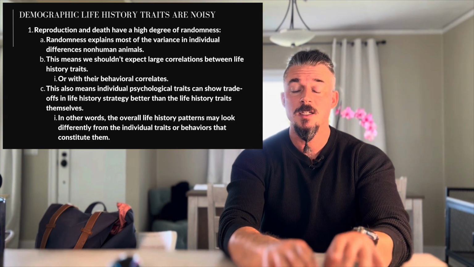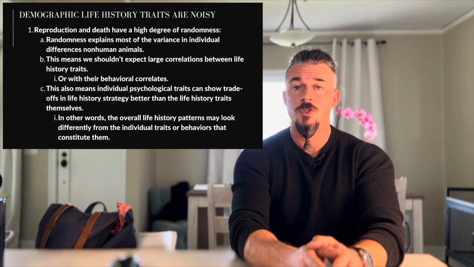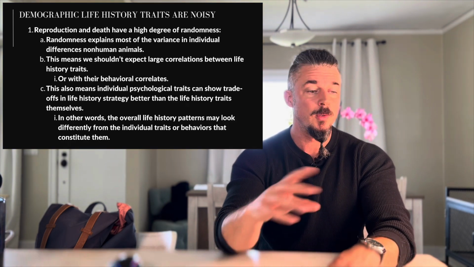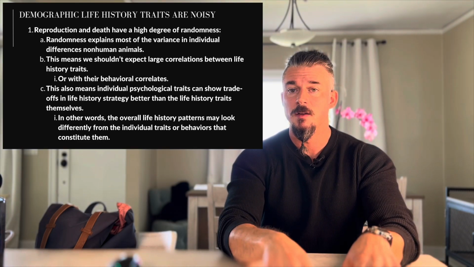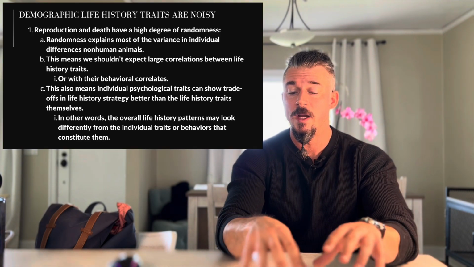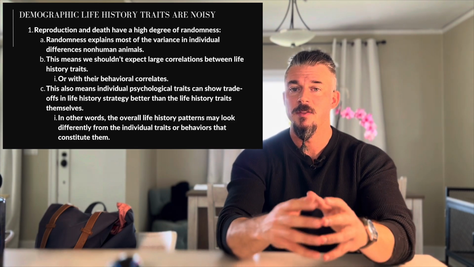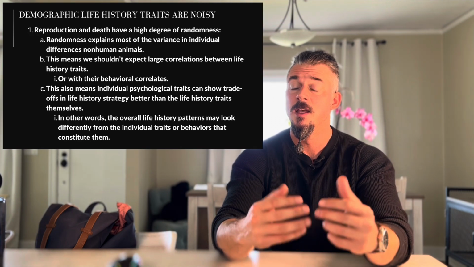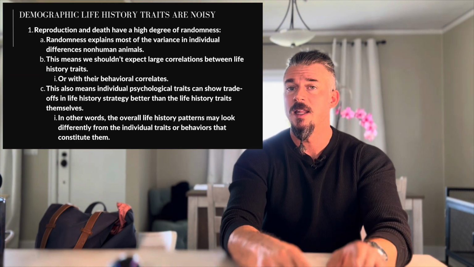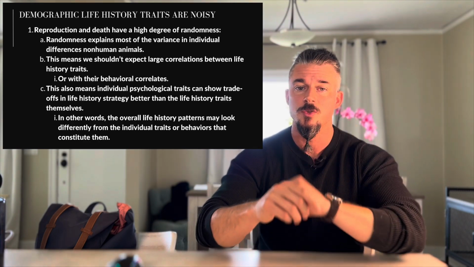So this isn't to say that animals mate randomly, which we know they do not. As far as I know, there's not a single species that mates randomly. We've talked about this in past videos. But randomness does explain a lot of the variance here as far as when organisms die, when they reproduce, reproductive fitness, that sort of thing. So because there's a lot of randomness, this also means we shouldn't expect to see very large correlations between life history traits, right? Or individual traits that predict overall life history strategies.